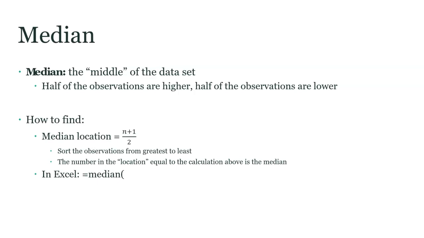Again, two different ways that we can find this one. Mathematically, we can find what we'll call the median location, where we take our n, the sample size, and go n plus 1 divided by 2. That's going to give us the location where we can find the median once we sort our data. So if we sort all of our observations from greatest to least, and then see which observation is in the spot of our median location, that would become our median.